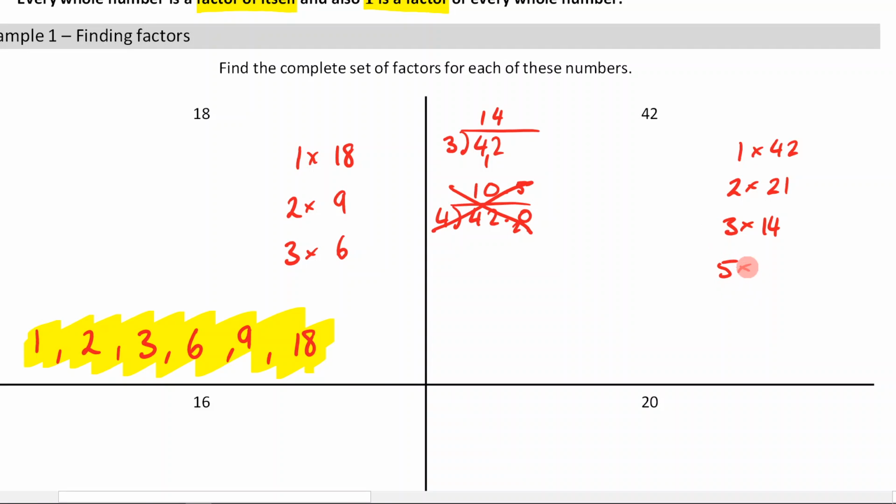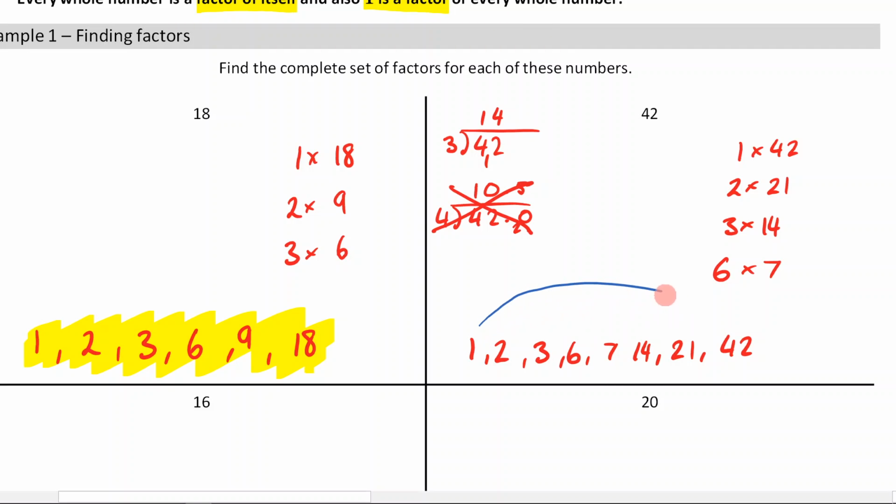So we skip 4, we go to 5. 5 times what would give me 42? Nothing. 5 would be 5, 10, 15, 20. I'm never going to get to 42. So let's get rid of that. How about 6? Well, 6 times 7 would work. And we can stop there. And let me show you how you know that you can stop there. So if we write them out, we'll go 1 pairs up with 42, 2 pairs up with 21, 3 pairs up with 14, 6 pairs up with 7. Hopefully you can see here.